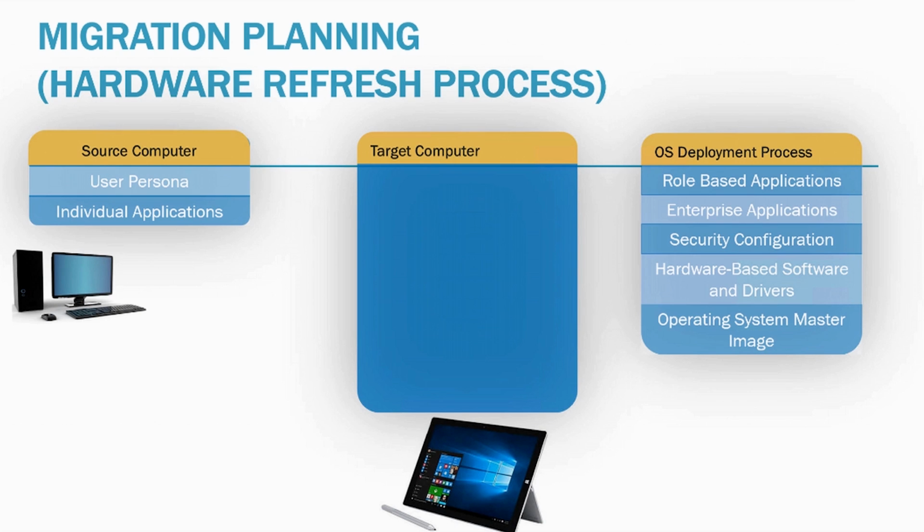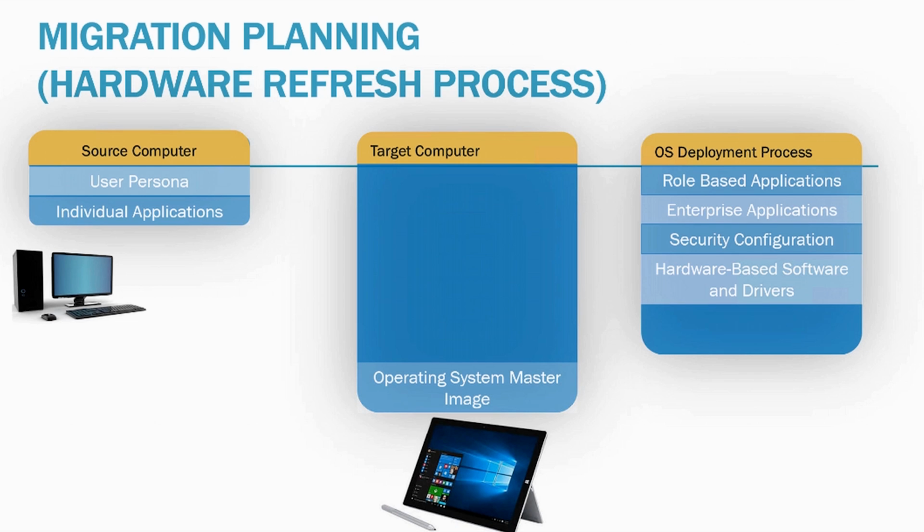So let's talk about our hardware refresh process and migration and what exactly goes into it. As you can see, we have a column on the left, a column on the right, and a target computer in the middle. Part of the OS deployment process, as we've already talked about, is the role-based applications. Our enterprise applications, security configurations, hardware-based software and drivers, an operating system master image, your user persona, and the individual applications. So let's actually watch those in process as they would come down.